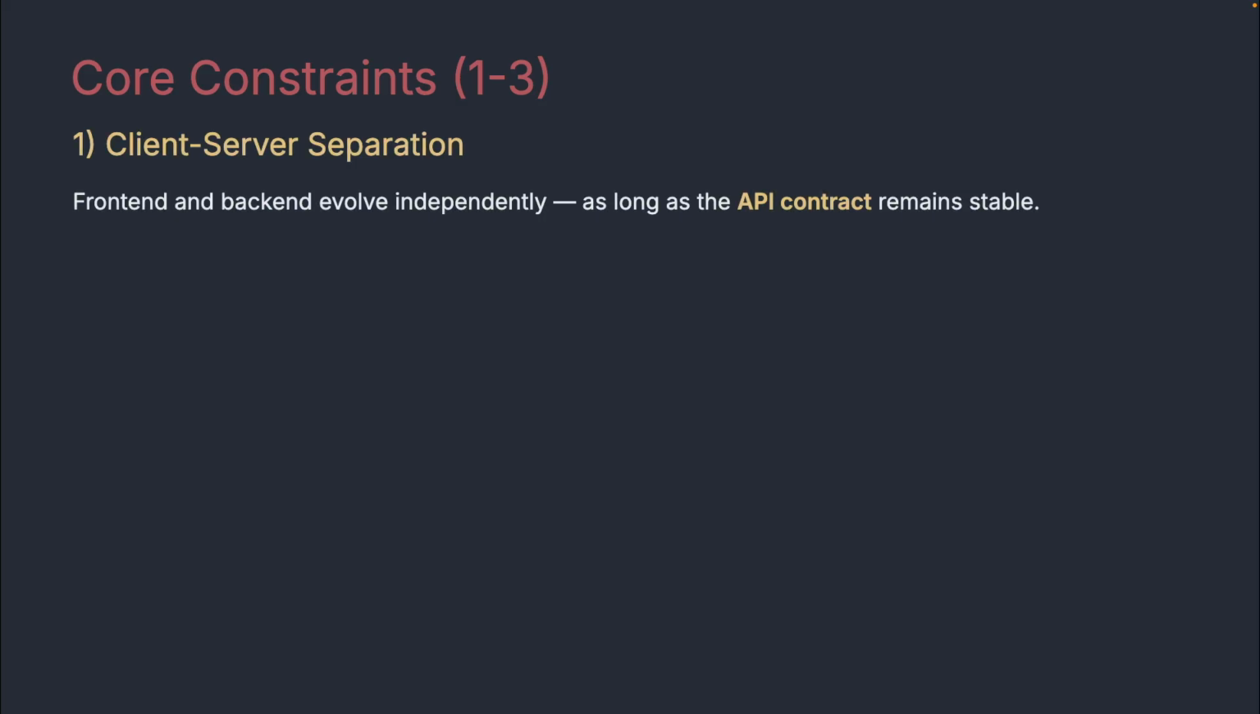Client-server separation. The front end doesn't know how the database works. The backend doesn't know what framework the UI uses. They communicate through a contract. That's as simple as that. The front end doesn't care what type of backend you have, and the backend doesn't care what type of front end you have. You just have a contract to talk through. And that's the cool thing. That means that you can switch one of those without affecting the other.